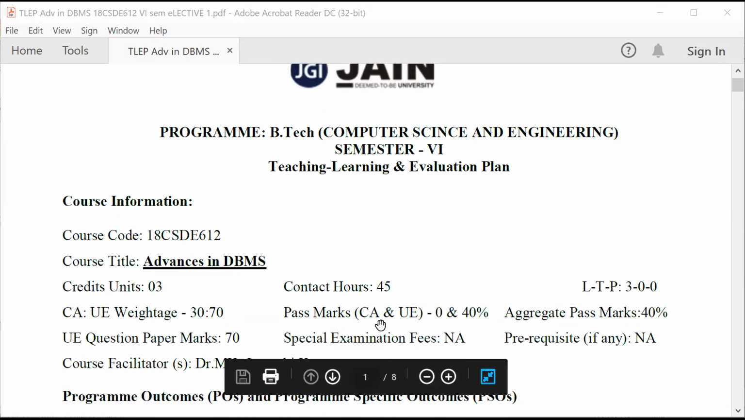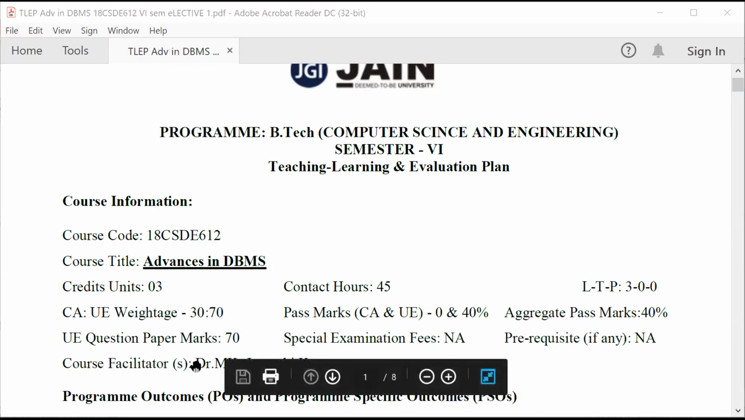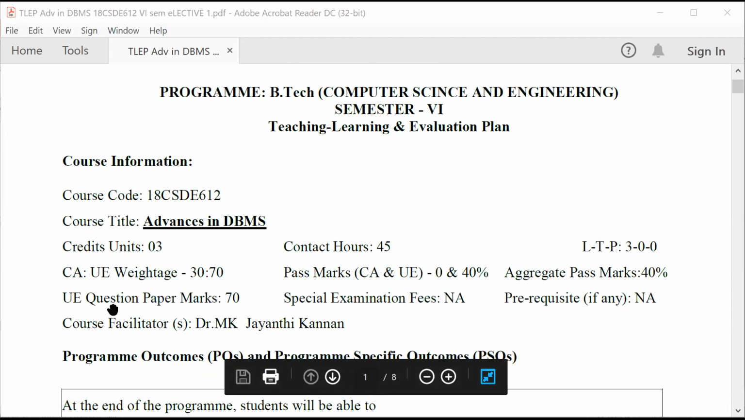In continuous assessment, the minimum mark for passing is 0. In the university exam, you have to score 40 marks. For aggregate pass marks, including continuous assessment and university exam put together, you need to score 40 marks out of 100 to pass in this subject. In lecture, tutorial, practical hours, LTP, lecture hours is 3 hours, tutorial is 0, and practical hours is 0. Your university external exam, semester end exam, carries 70 marks.